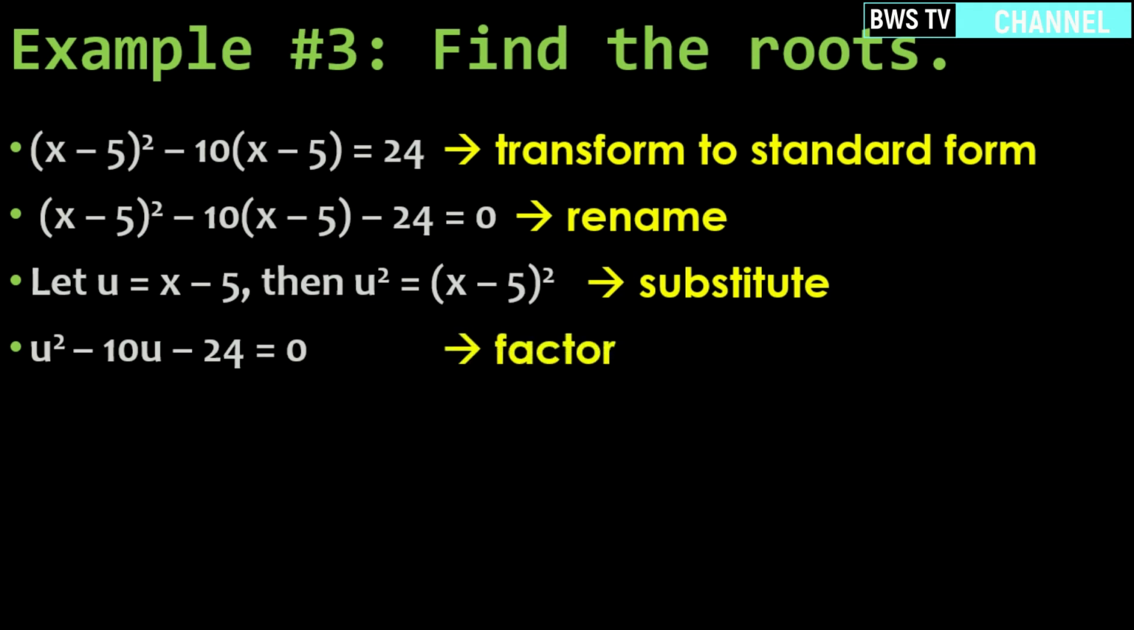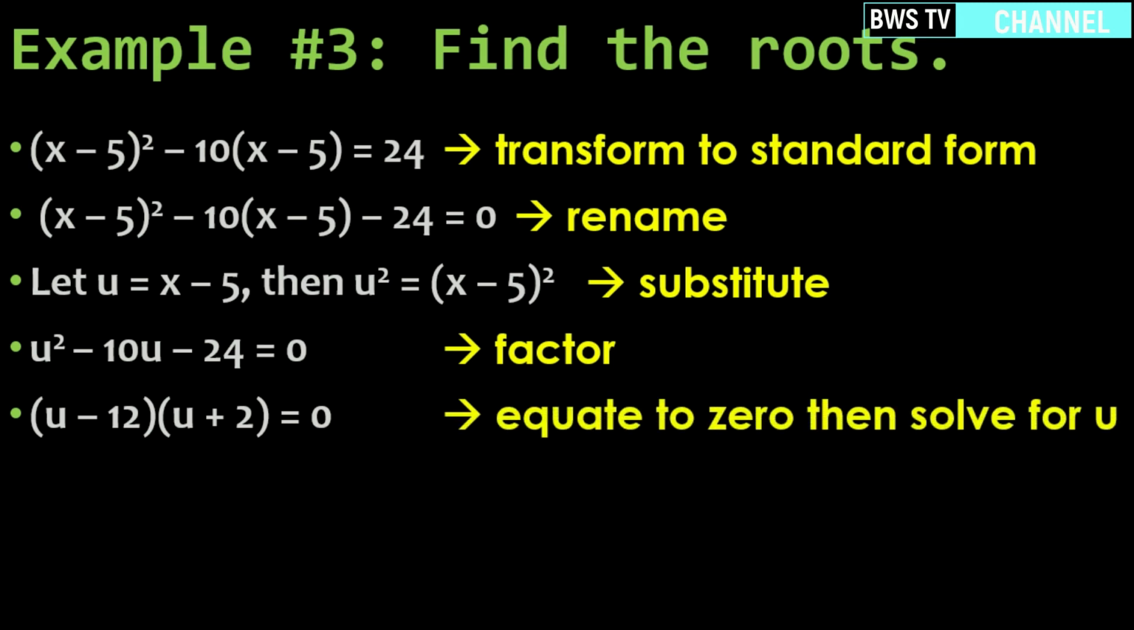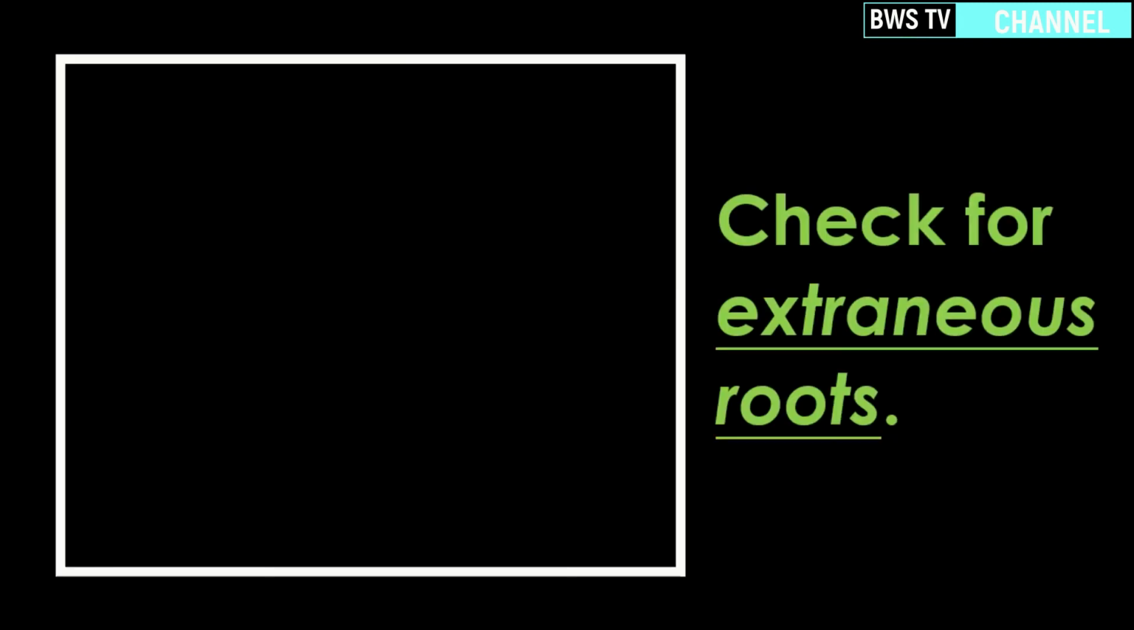Then, same thing. And for me, I'm okay with factoring, so I will factor this one. So, you have here u minus 12 times u plus 2. Then, equate it to 0, then solve for u. So, we have now u is equal to 12 and u is equal to negative 2. And then the last step will be to check for extraneous roots.